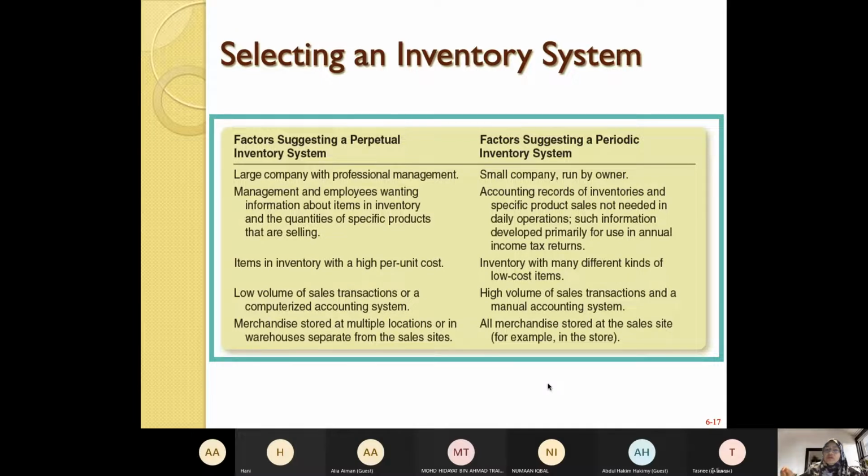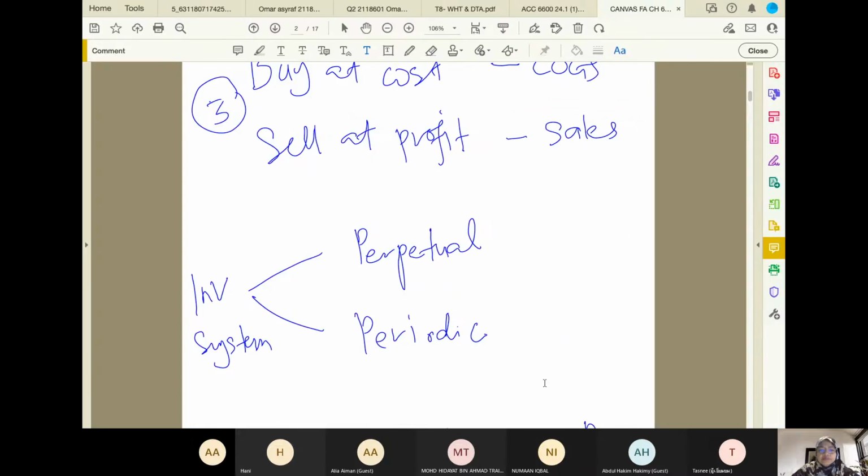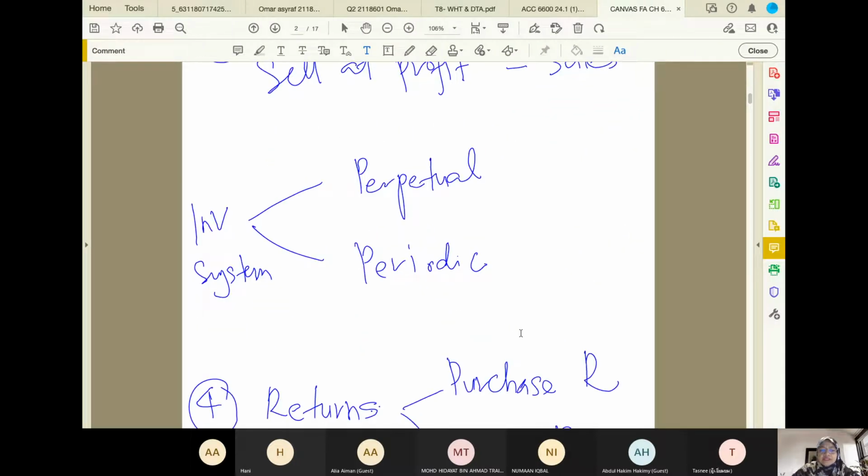Of course, currently most companies are using perpetual, because most companies are using a computerized accounting system and it is easy for them to record. For example, if you have a computerized system, whenever you purchase, you can just use a barcode in order to record all those transactions. So that is the difference between perpetual and periodic inventory system. Okay, coming back to here, these are the two types of inventory system.